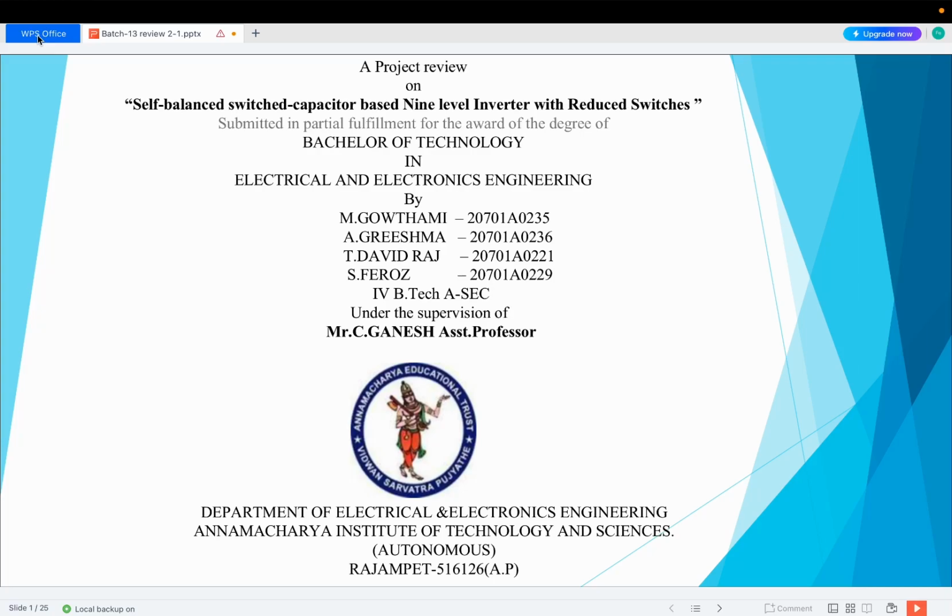Hello everyone, today I am here to give a project presentation on self-balanced switched capacitor based 9-level inverter with reduced switches, under the guidance of Ganesh sir.